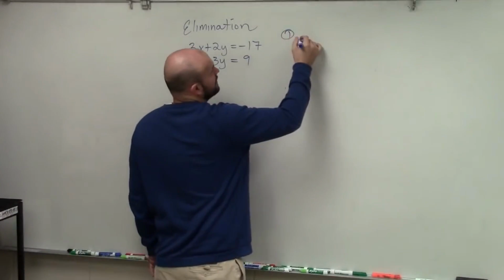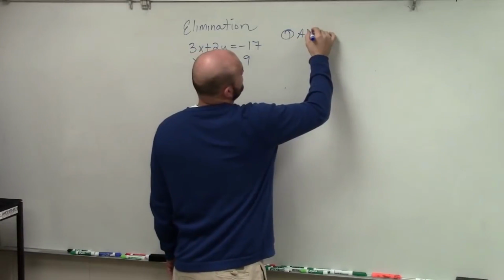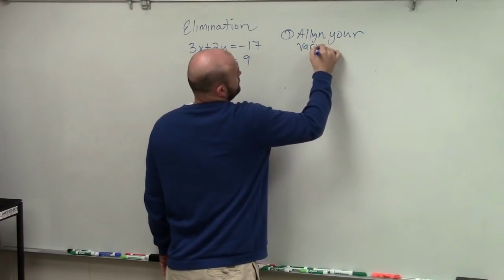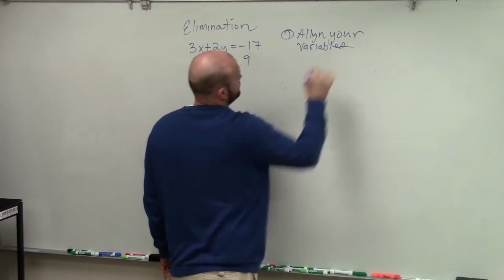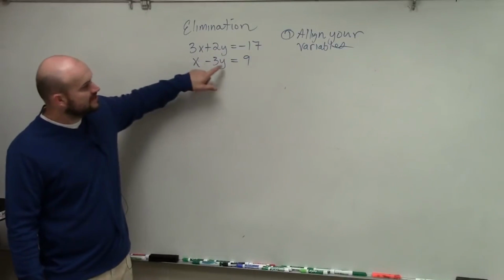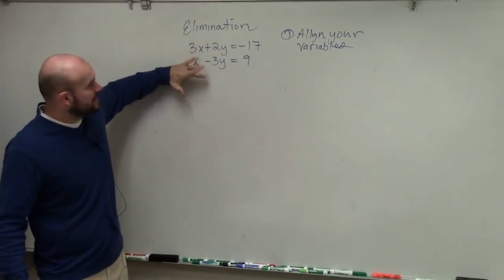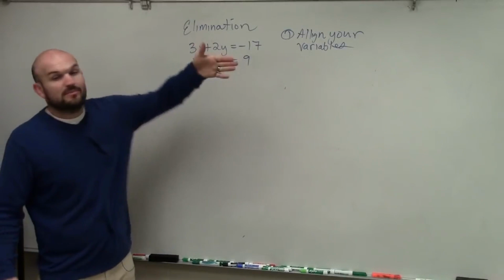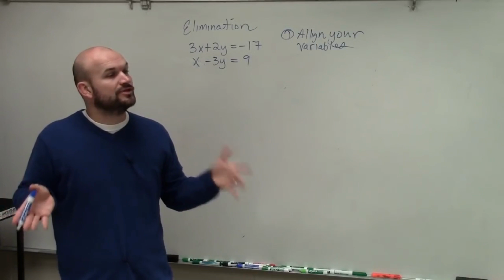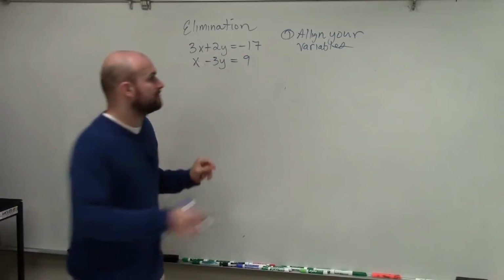So let's go through the steps. The first step is to align your variables. If you look up here, you can see that the variables are aligned. x is over the x, y is over the y. Some of the problems you might get, the variables are not aligned, so you're going to want to make sure that's the first thing you do.